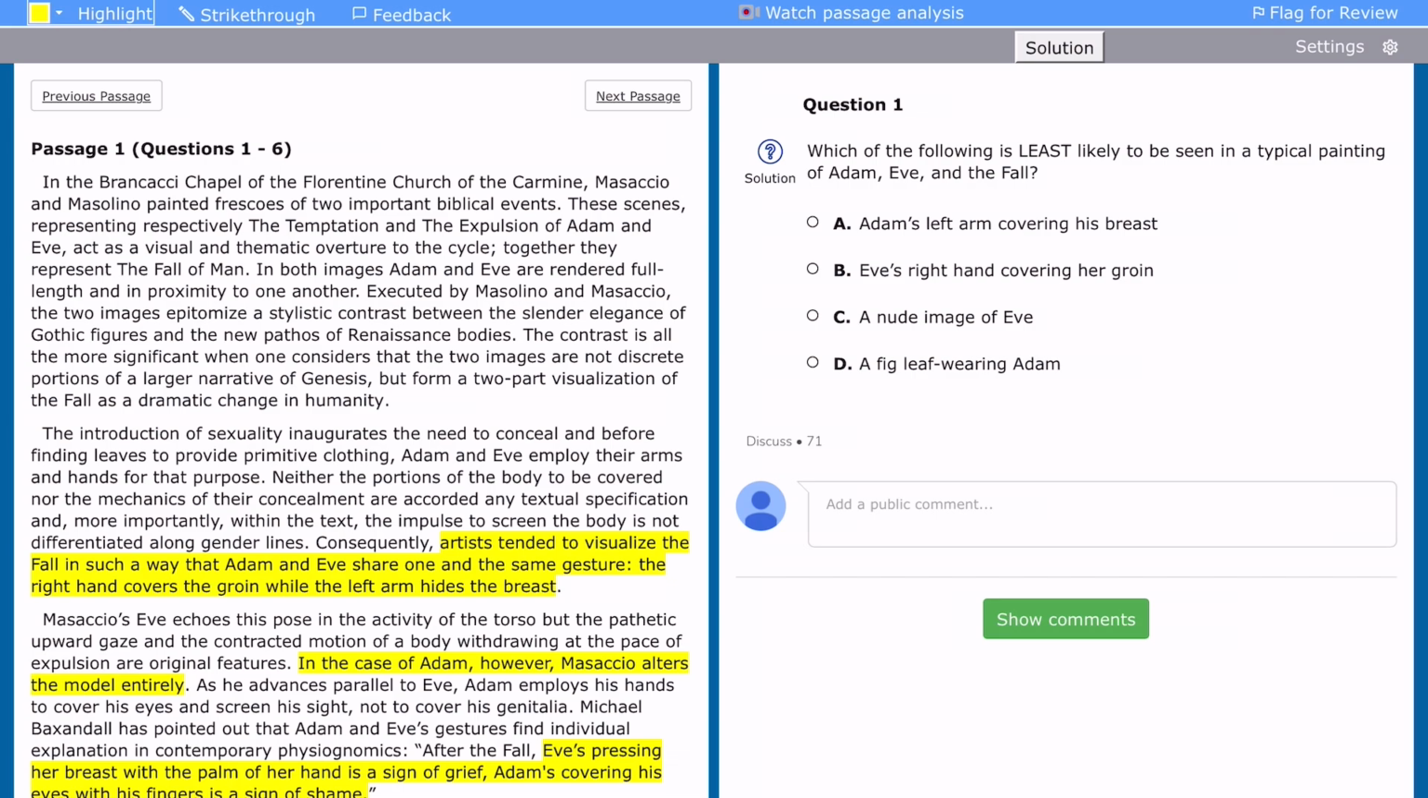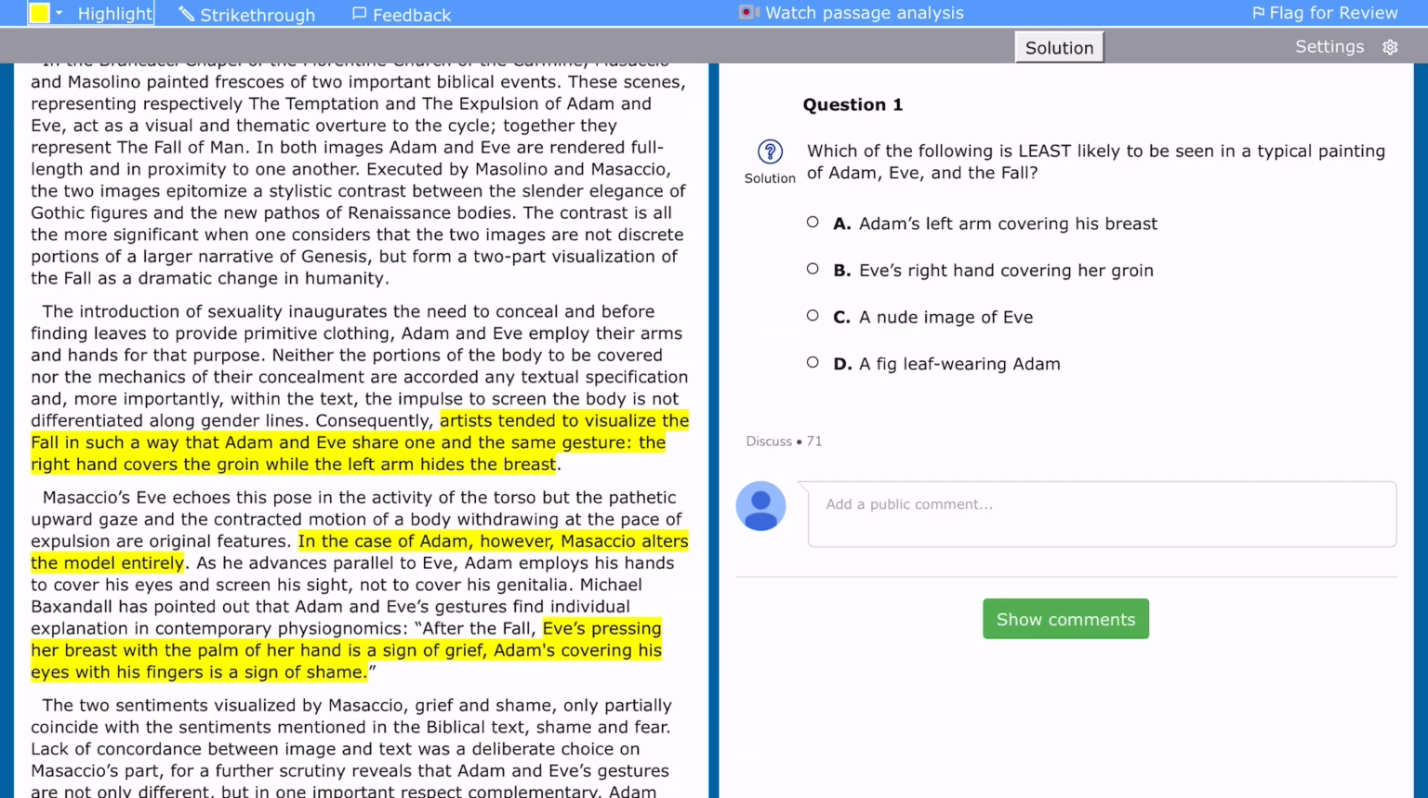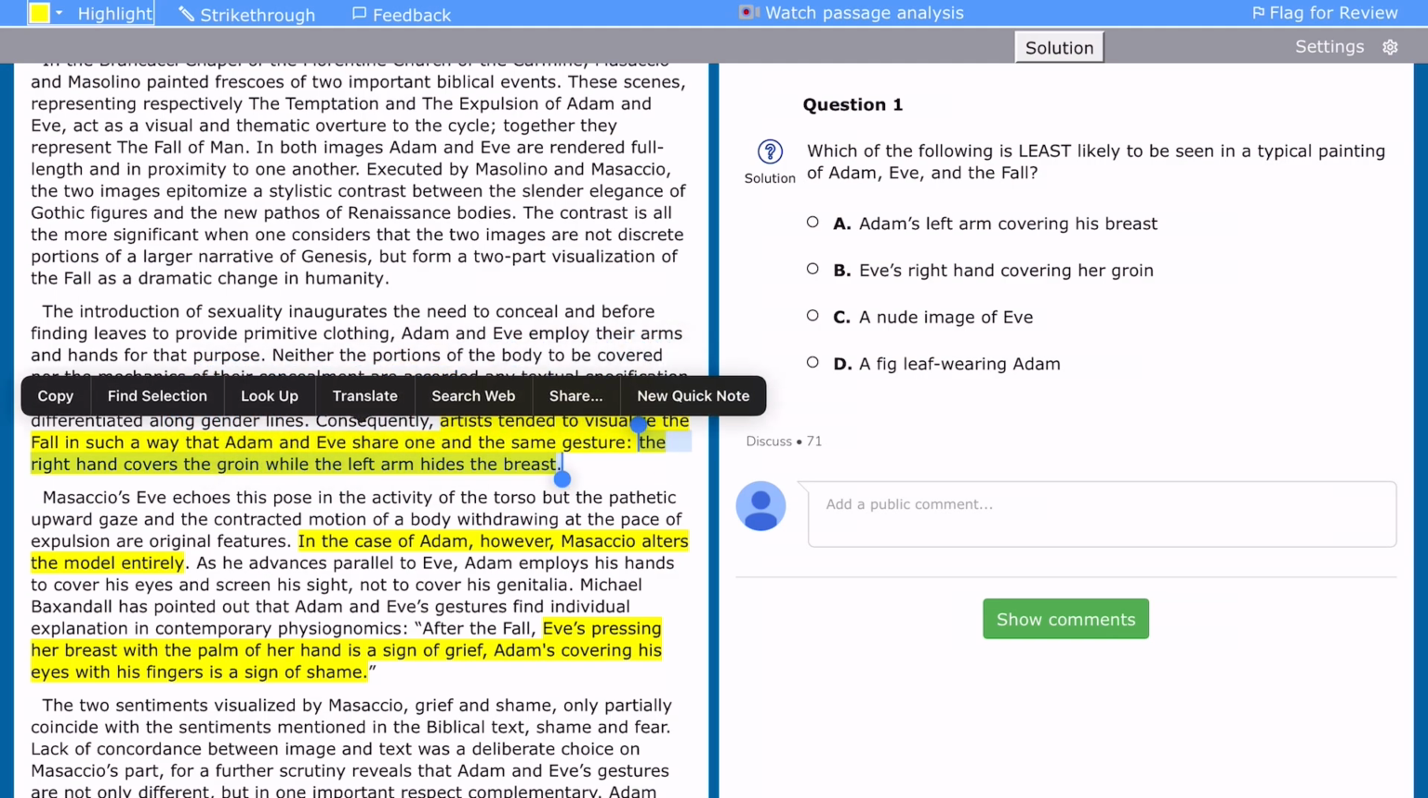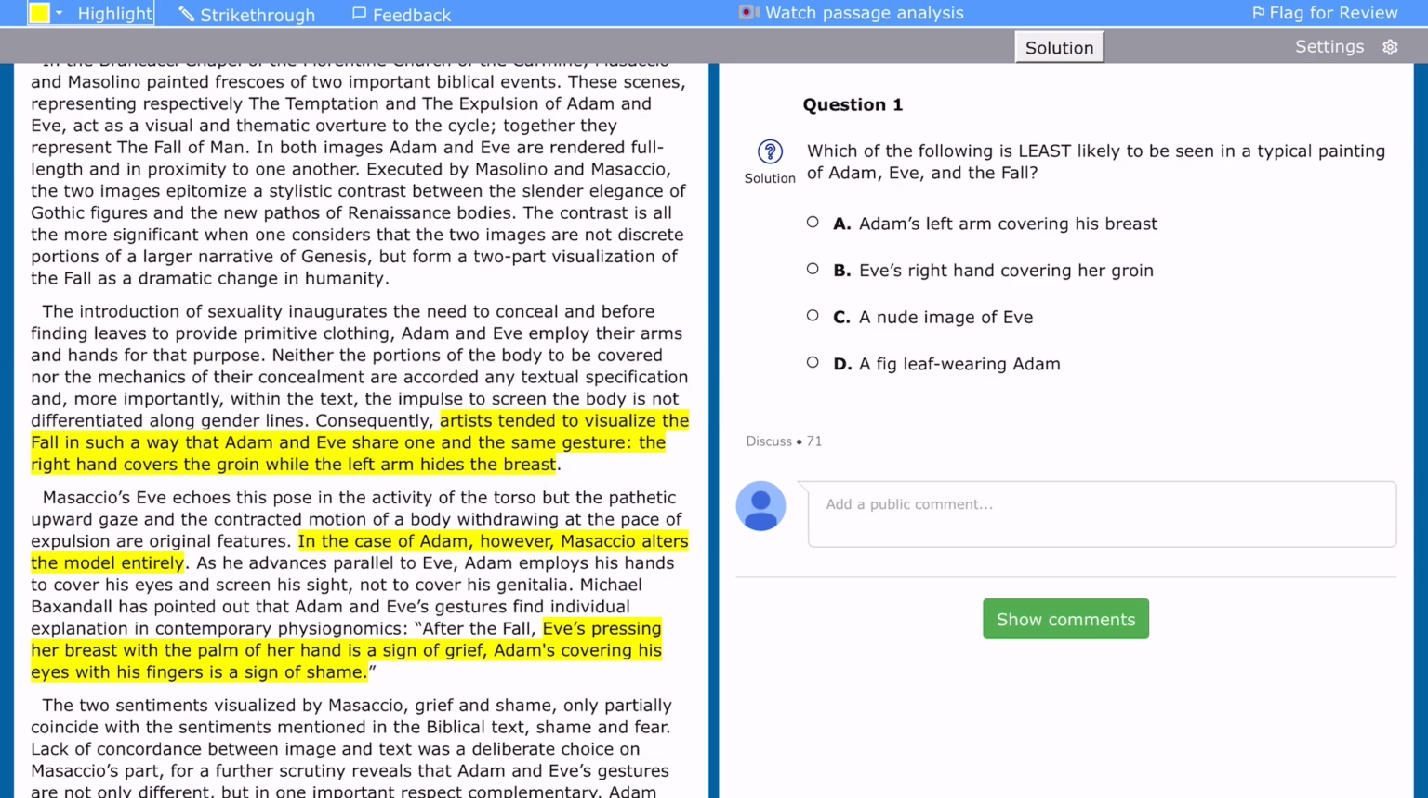So for this question, what we need to do is eliminate the answer choices that we have already seen in the passage. We even highlighted this here, where both Adam and Eve share one gesture. The right hand covers the groin here. The right hand covers the groin while the left arm hides the breast. So we can eliminate both A and B.